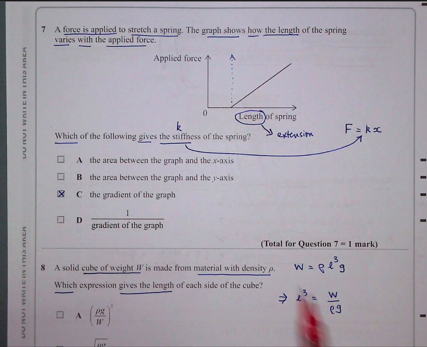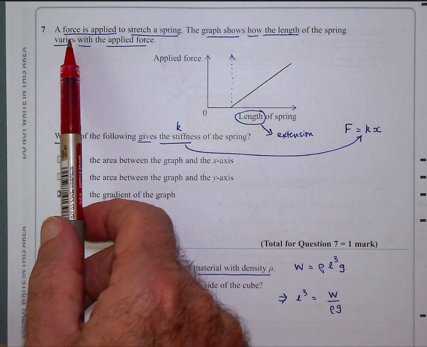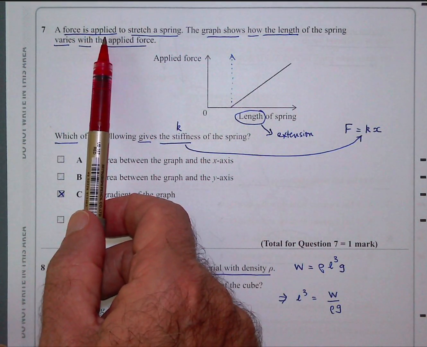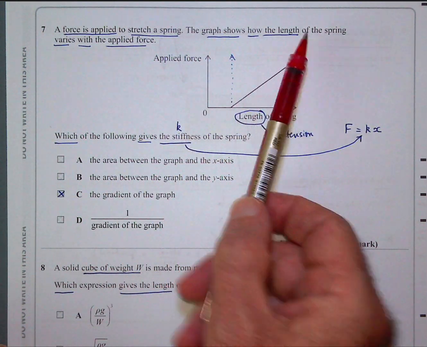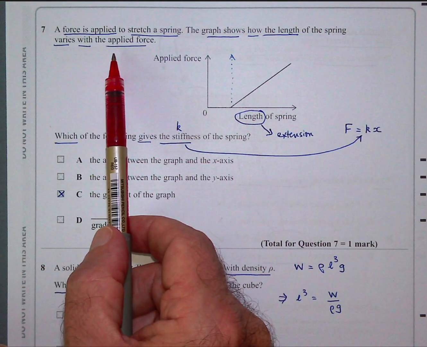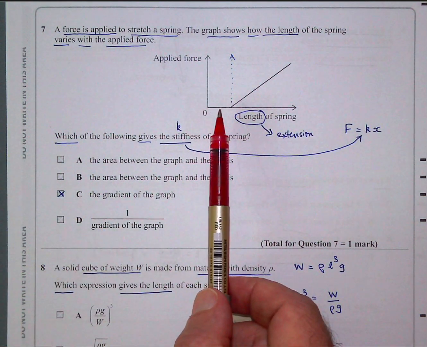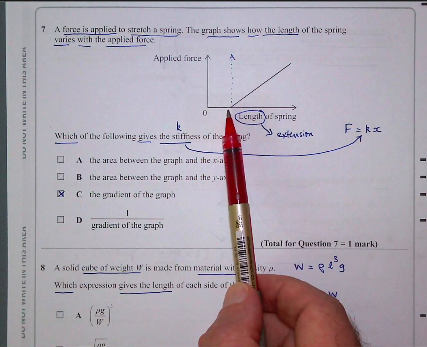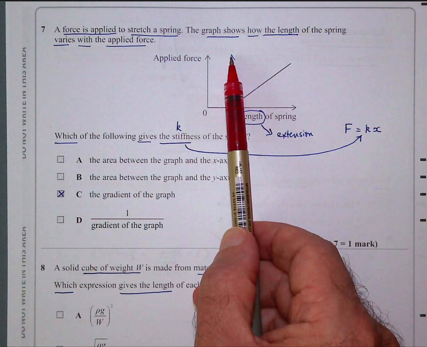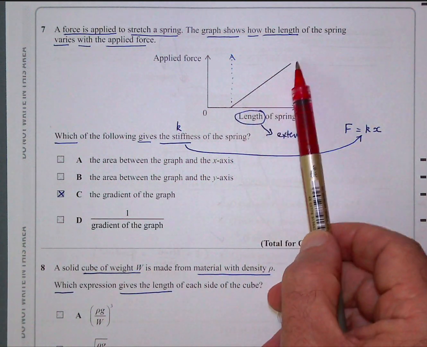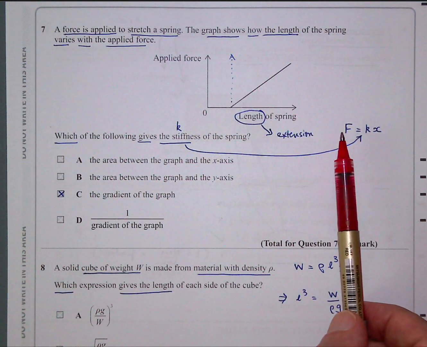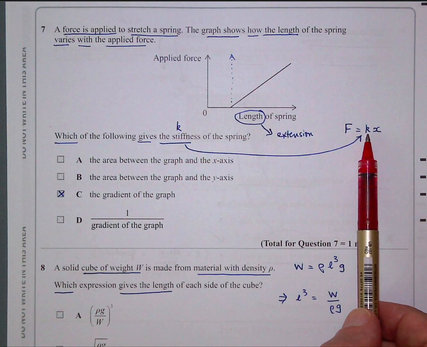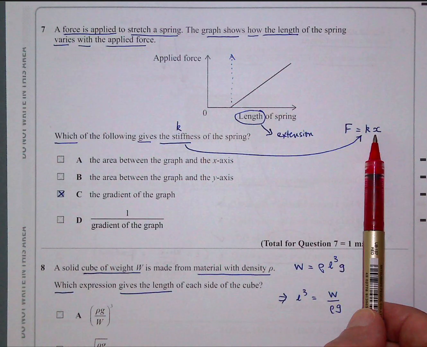Question 7 is again about a spring. A force is applied to the spring. Here's the applied force. The graph shows how the length of the spring varies with applied force. Okay, so normally if it was Hooke's law, you'd take off the original length and the axis would move there and you get directly proportional. It would then be force equals spring constant, stiffness constant times the extension.